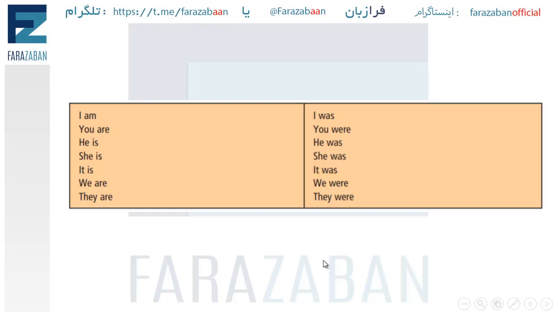I am, past form is I was. You are, you were. He is, he was. She is, she was. It is, it was. We are, we were. They are, they were. Okay, these are the past forms of to be verbs. Am, is, are in the past is was, were.